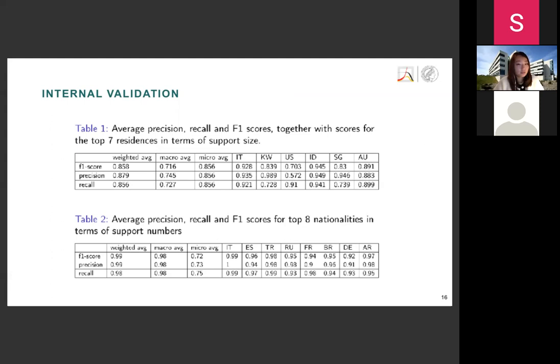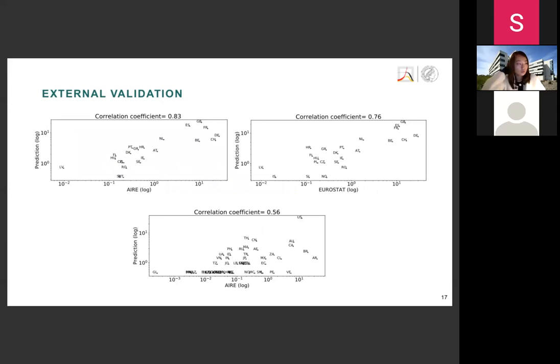Anyways, the point is that the performance score here shows a good accuracy level of our predicted data on gold standard data set with almost 0.86 of F1 score on the residence label and 0.99 on the nationality versus the gold standard data set. To further validate our results with the ground truth data, we looked at the Italian residents residing in different countries abroad versus the Italian register data called IRE and Eurostat.